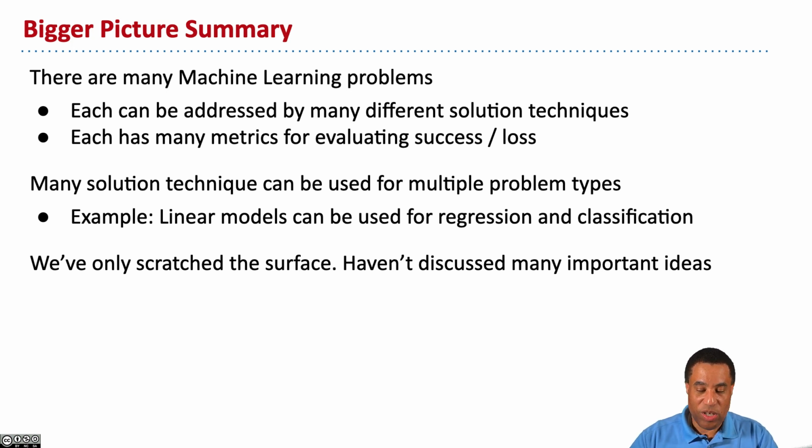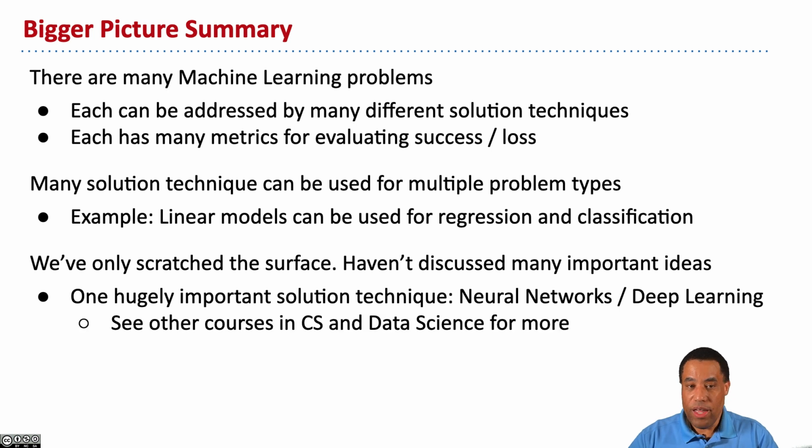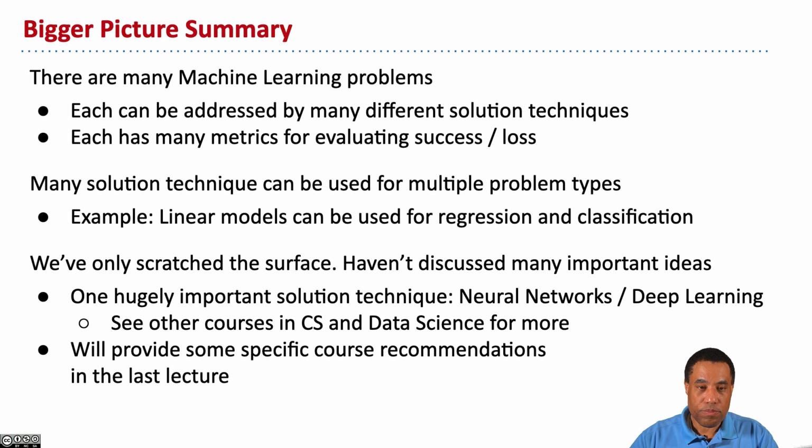There are many very important ideas that are not covered in this class. We don't go through a lot of the algorithms behind these methods, but it gives you really a sense of the approaches that you can use. Now, one very important solution technique that we have not talked about and are not planning on talking about is neural networks or deep learning. If you want to know all about that, take another course in computer science or take one of the advanced data science courses to learn about that. We're going to give you, of course, some recommendations for specific courses to take if you want to learn more about the topics in this course.